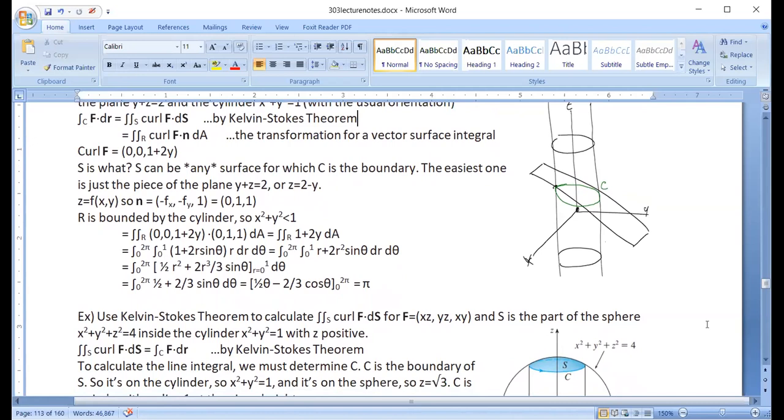So we know two things. We know that that path is the intersection of these two shapes. So it's the intersection of the sphere, x squared plus y squared plus z squared equals 4, and also the cylinder. And the cylinder says x squared plus y squared equals 1. Well, make the substitution, and you can see that 1 plus z squared equals 4. So you can quickly solve that and get z equals radical 3, taking the positive value because z is positive.